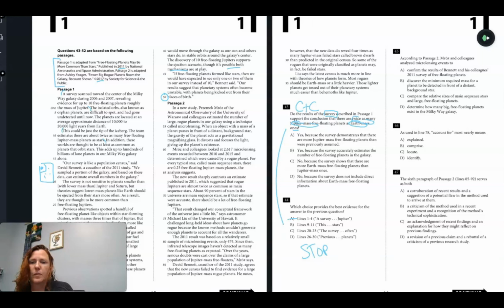This could be just the tip of the iceberg. The team estimates there are about twice as many free-floating Jupiter mass planets as stars. So that gives me, again, the Jupiter mass, but not the Earth. It references stars instead, so that is not it. 20 through 23.